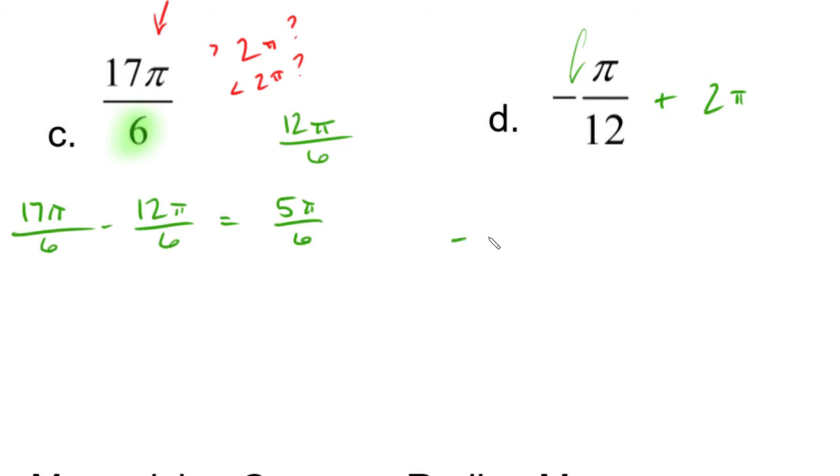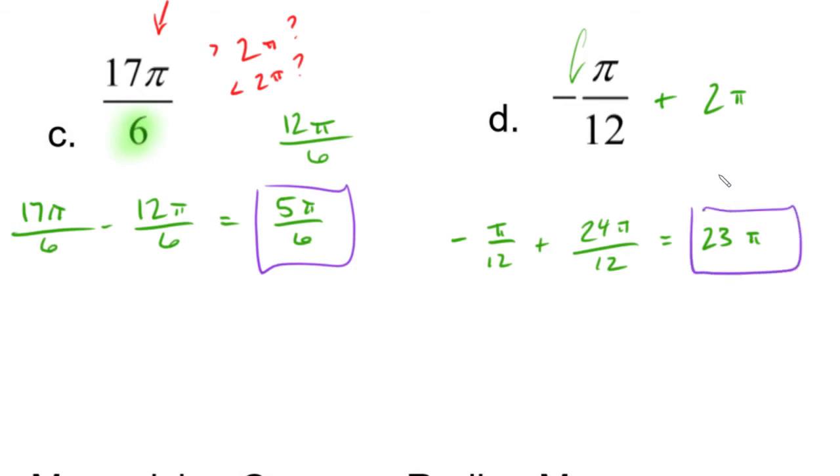So you're going to get negative pi over 12 plus 24 pi over 12. 24 over 12 reduces to 2 over 1, which is why we do this. 2 pi is a full rotation. And that equals 23 pi. So our answers here are 5 pi over 6 and 23 pi over 12.